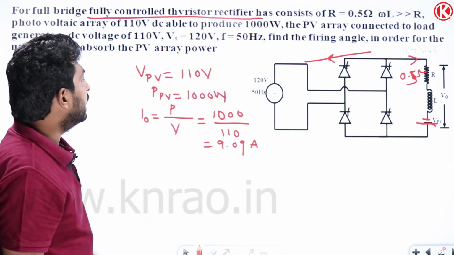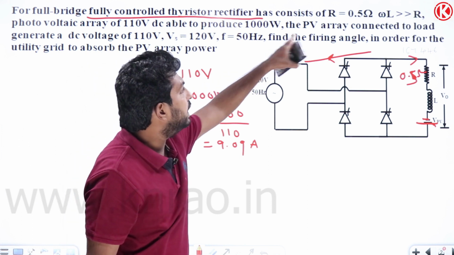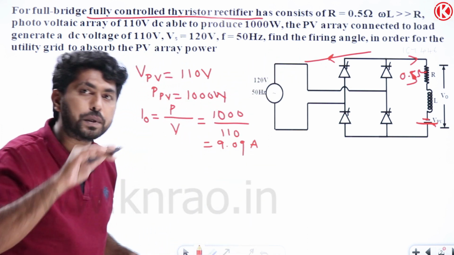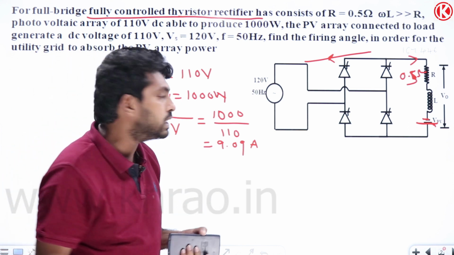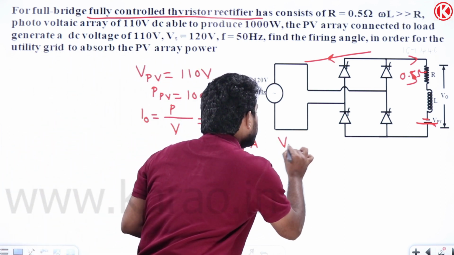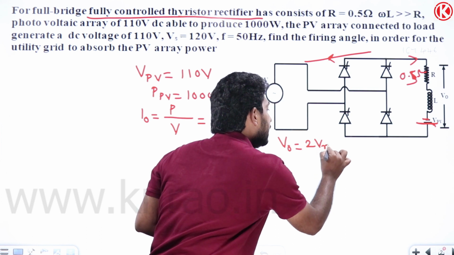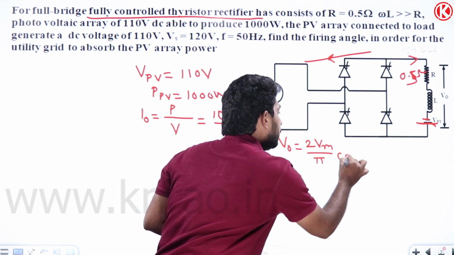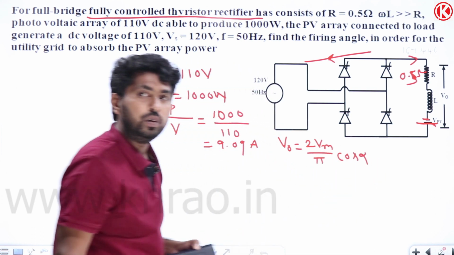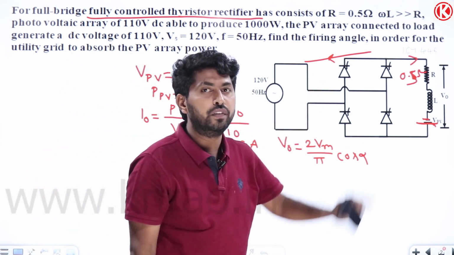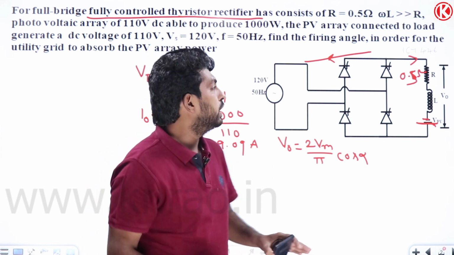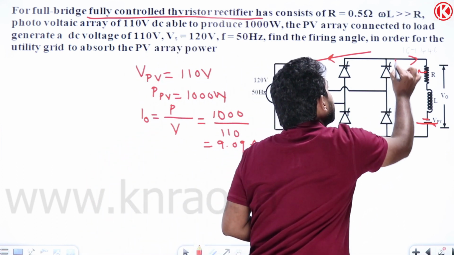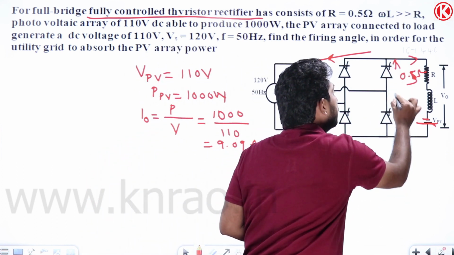For finding the firing angle, we know the expression for the output voltage. In a fully controlled converter, what is the expression for output voltage? V naught equals 2 Vm by pi into cos alpha. How can we find V naught? From the fundamental concepts itself. If you know KVL, that is sufficient.